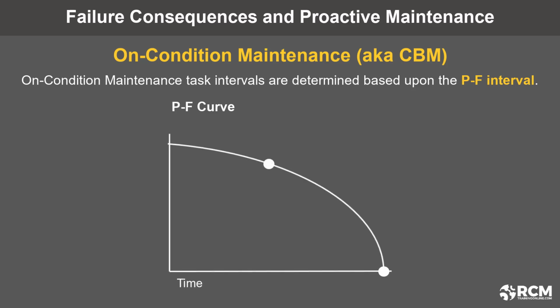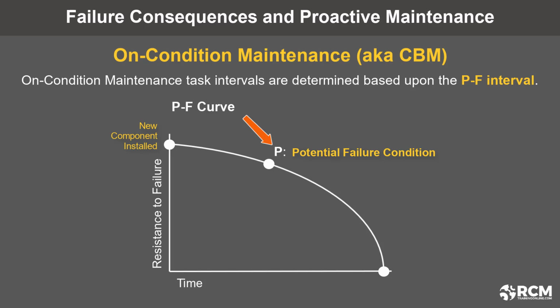The x-axis is time, which can be measured in any units such as calendar time, operating hours, or miles. The y-axis is the resistance to failure. The time that a new component is installed is depicted at the top of the y-axis, indicating the maximum amount of resistance to failure. As most components remain in service, the resistance to failure declines, and eventually a sign of impending failure is exhibited. In other words, a potential failure condition develops. A potential failure condition is represented by P.